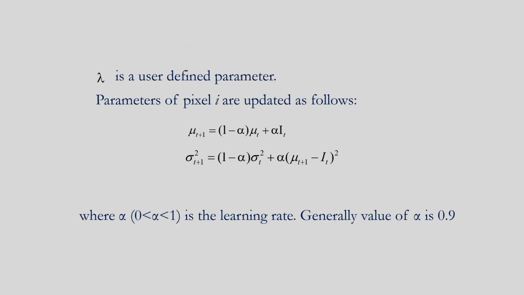After this, the parameters of the pixel should be updated. Again we have to update the parameters corresponding to the pixel. So the mean is updated like this, and also the variance I can update like this. These are the updating equations, and in this case alpha is a parameter used for the learning rate. I can control the learning rate based on the value of the parameter alpha, and generally the value of alpha is 0.9. So this is the concept of the single Gaussian model.